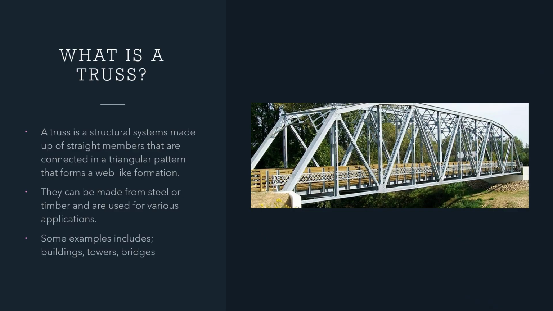I want to start off by talking a little bit about what a truss is. Basically, trusses are a structural system made up of straight members that are connected in a triangular pattern, and they form a web-like formation. Typically, trusses are made out of steel or timber, and they're used for various applications. If you look at the picture right here, you can see the triangular pattern that goes across the bridge. Some examples of the truss in a structural system are buildings and towers as well.